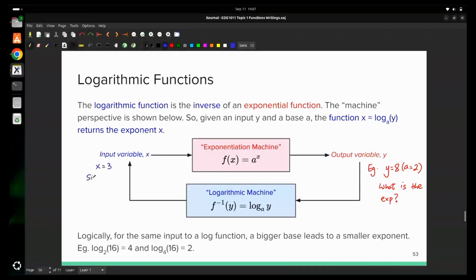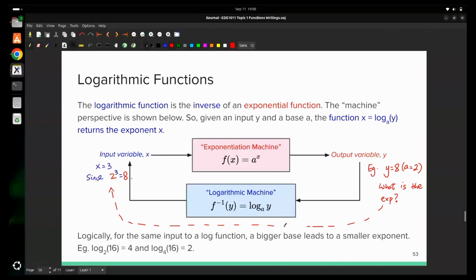Okay? Since 2 to the power of 3 equals 8, which is the input. So the log function is exactly doing this, right? This is what the log function is doing. It's really trying to give us the exponent back for a certain value. That's all.